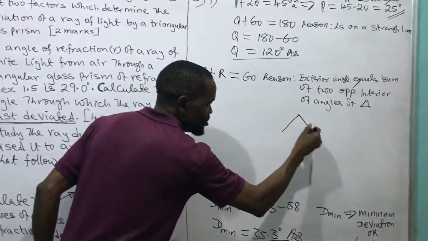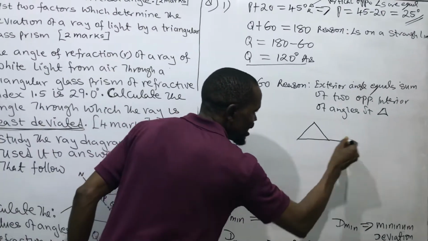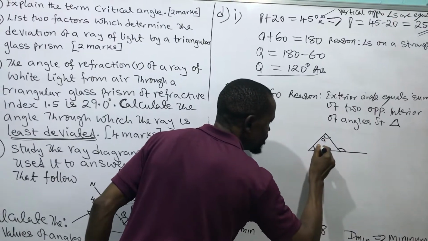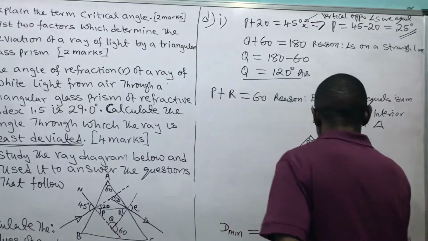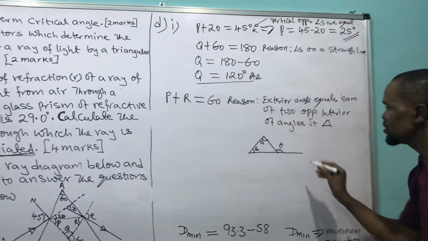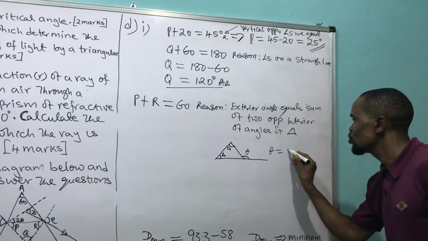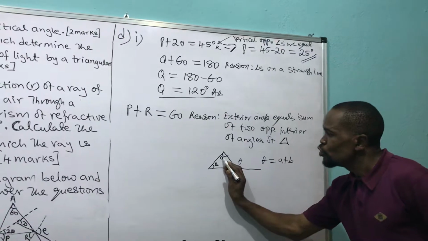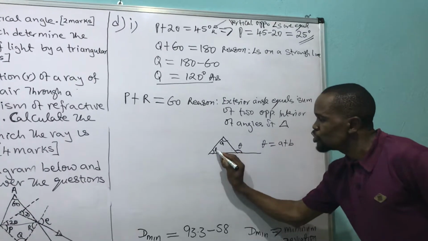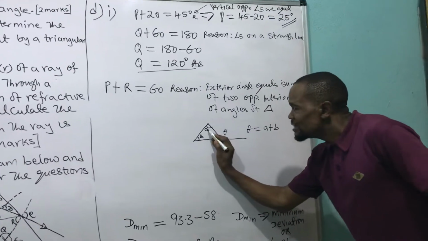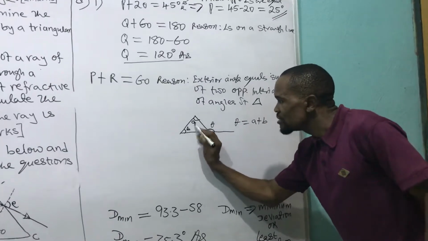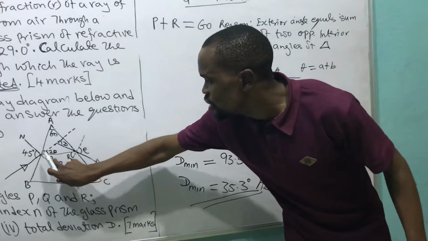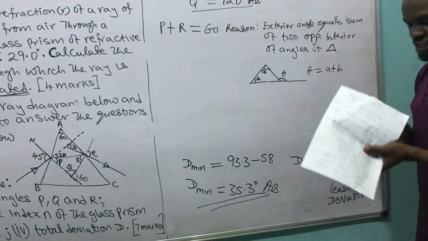Listen, look at what I'm saying. If you have a triangle this way, this angle here is equals to this plus what? This. That means if I have theta here, this theta is equals to A plus B. Exterior angle equals to sum of the interior opposite angles. This angle is equals to this plus this. It's a triangle.